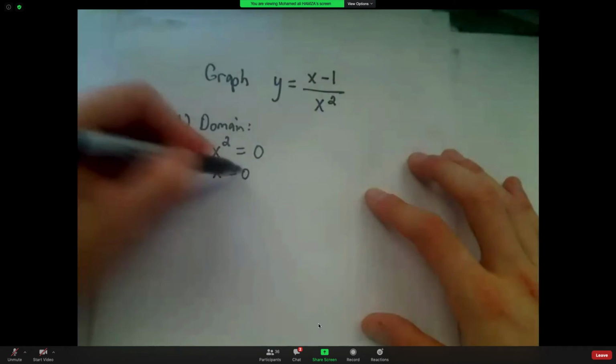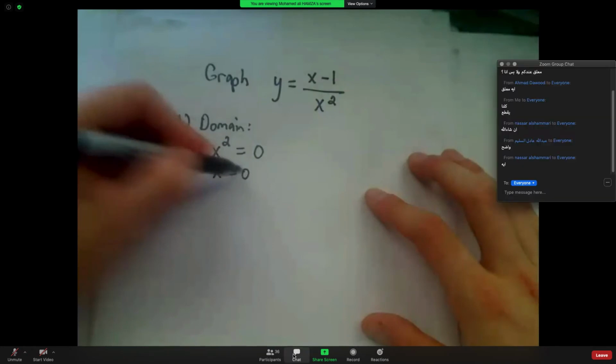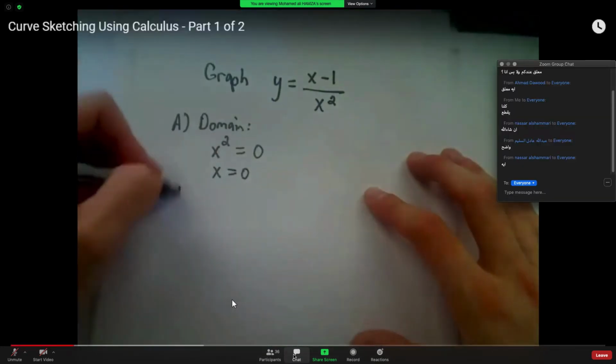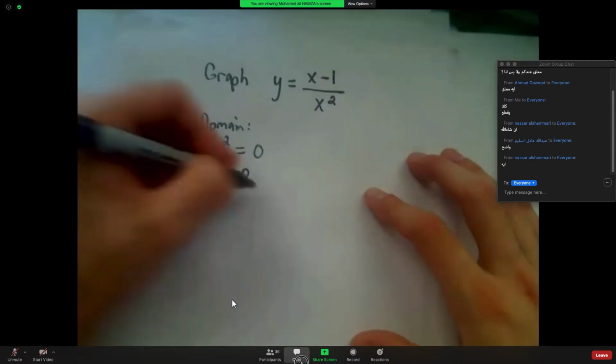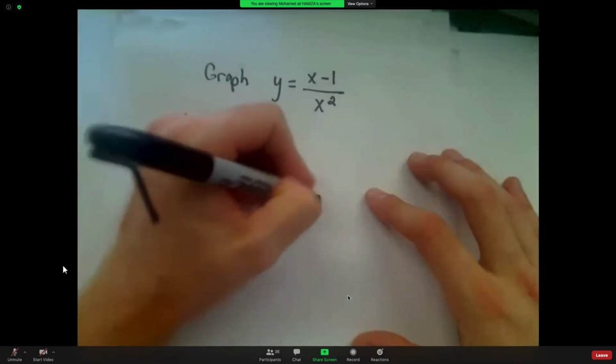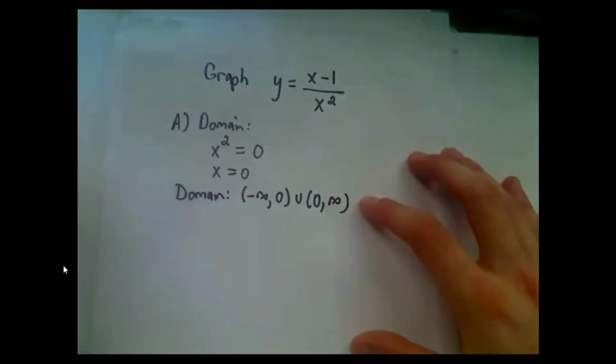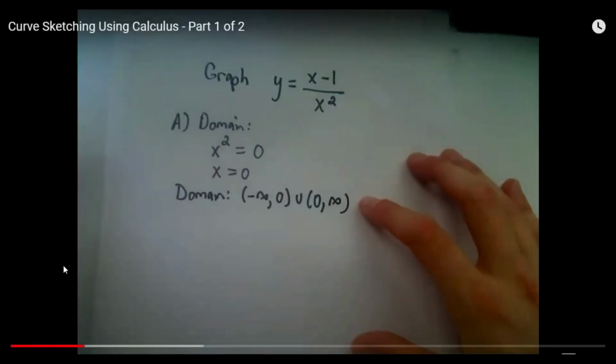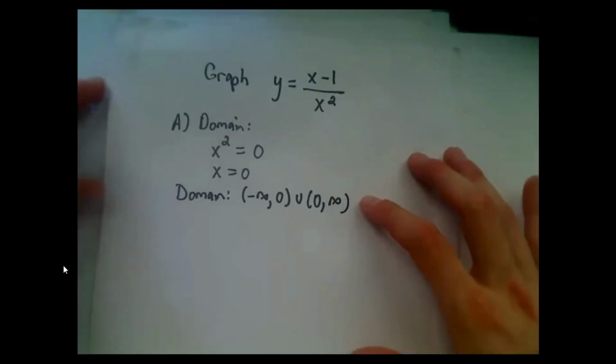The domain in this case is going to be from negative infinity to 0, and then from 0 to infinity. Notice the parentheses on the 0. Again, just emphasizing that in fact we cannot use it.